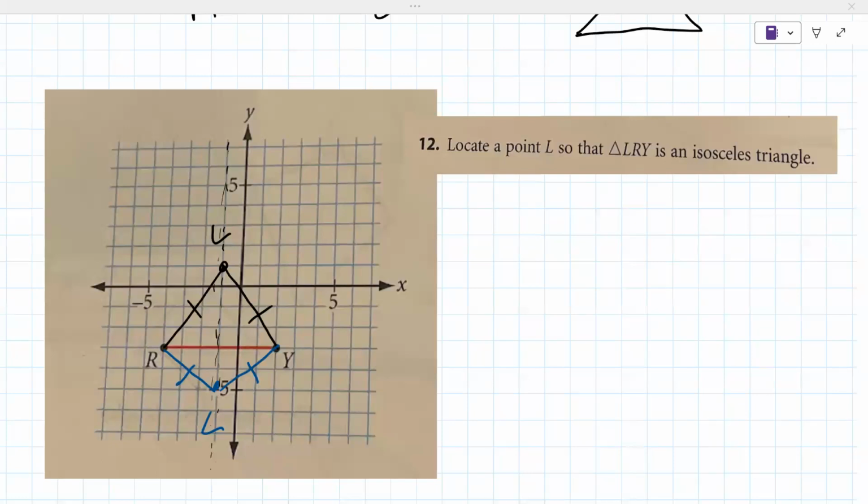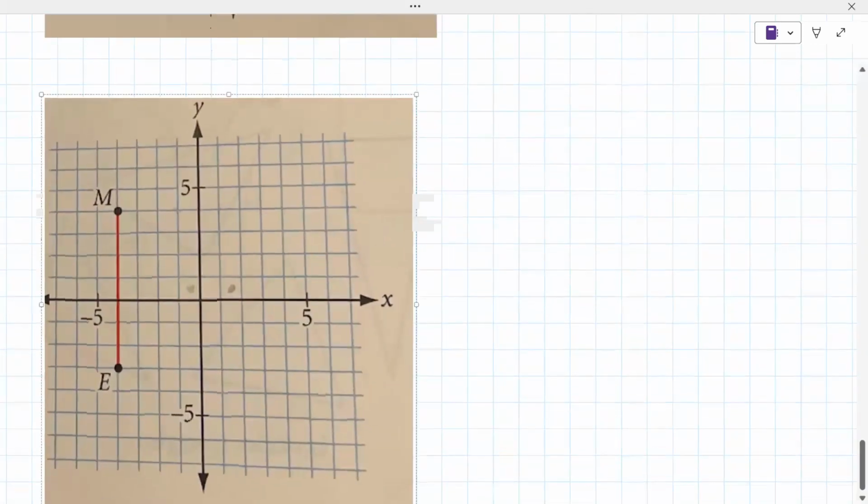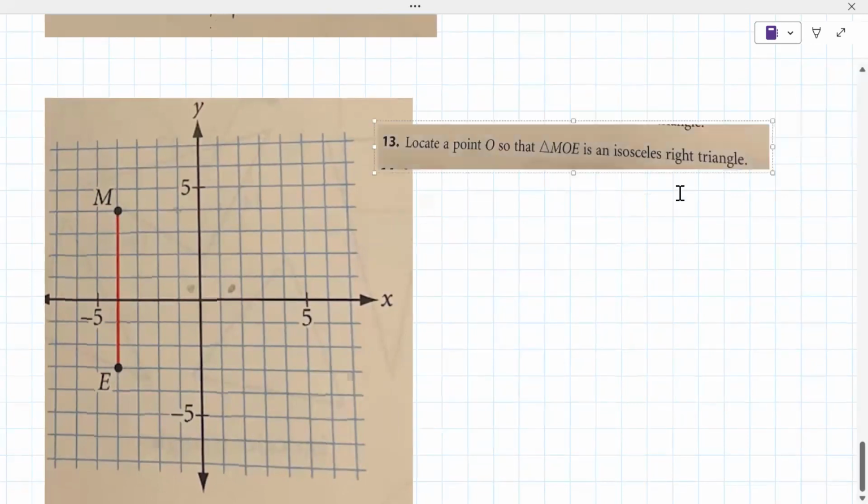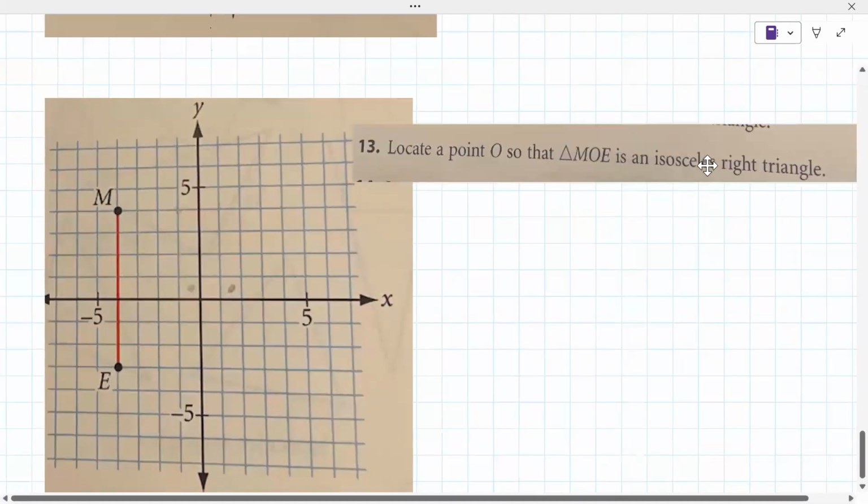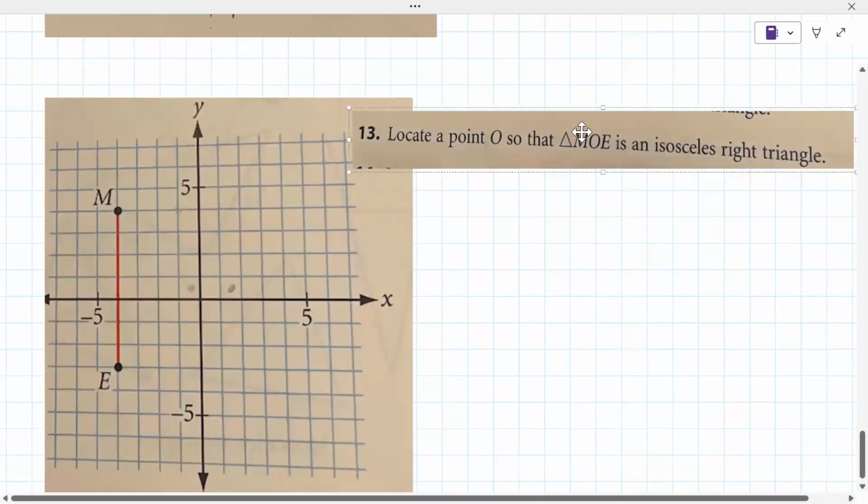Okay, we got a couple more minutes here, so we'll do a couple more problems. We'll look at 13. Hopefully this is helping. Again, a lot of definitions. All right, locate a point O so that triangle MOE is an isosceles right triangle.